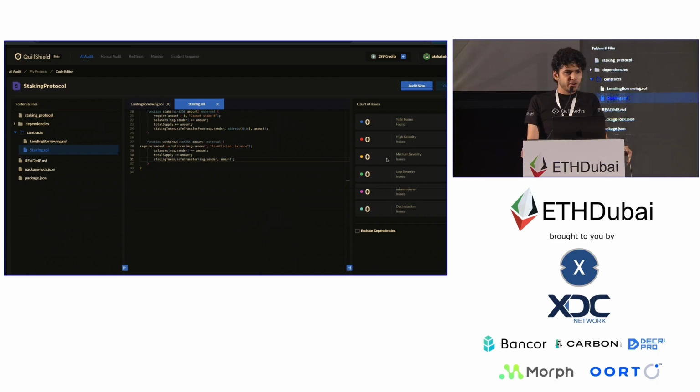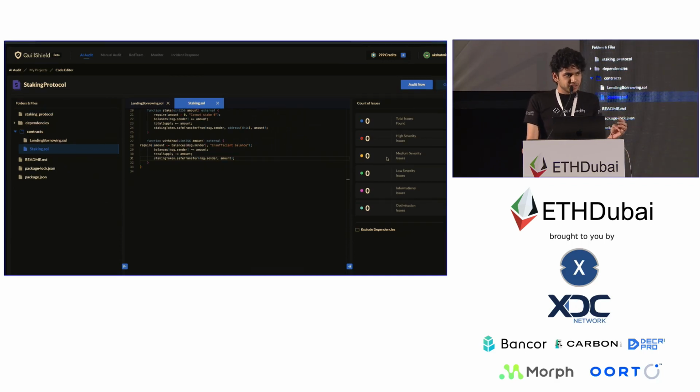We have over 80 detectors. At the moment, we cannot really figure out really complex business logic bugs in your smart contracts, but that's where we are going with it.